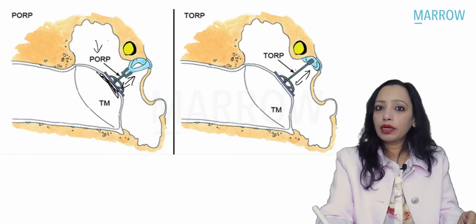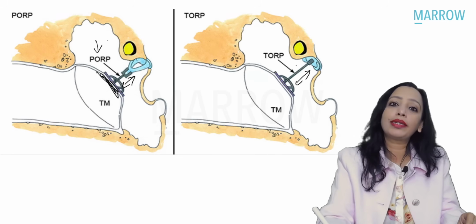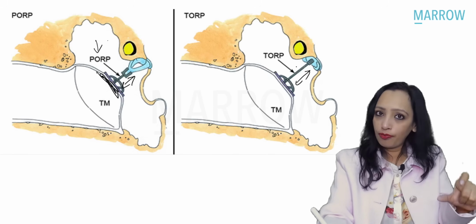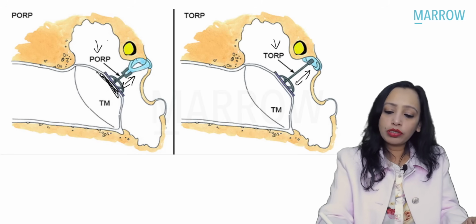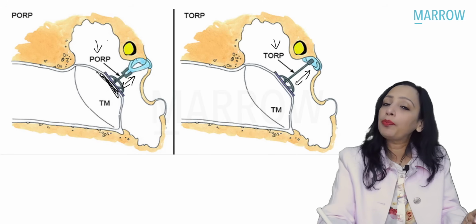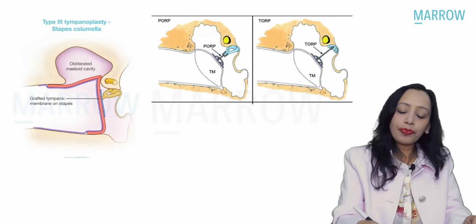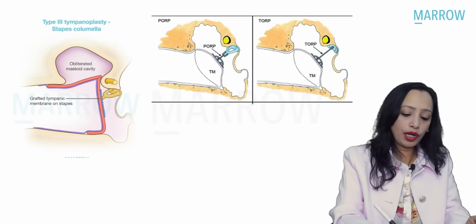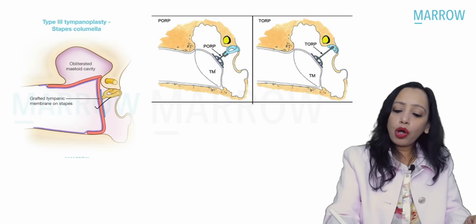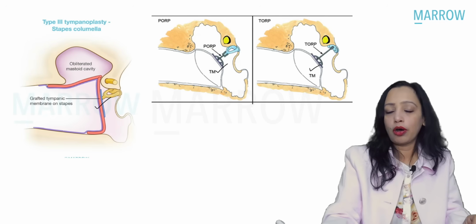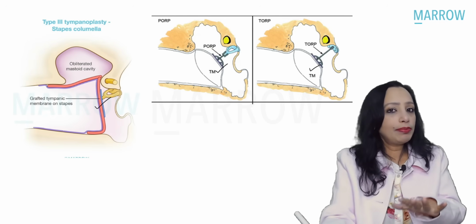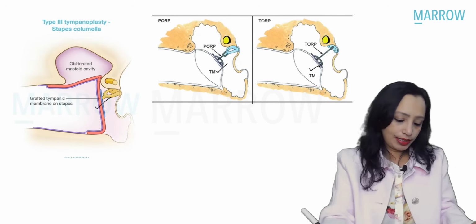And this was a question last year of INI-CET. The image was given of PORP and of TORP. So this is total ossicular replacement when we put the prosthesis directly over the stapes footplate. So whether we put the graft over the head of the stapes or over the PORP or over the TORP, this is what is type 3 or columella tympanoplasty.